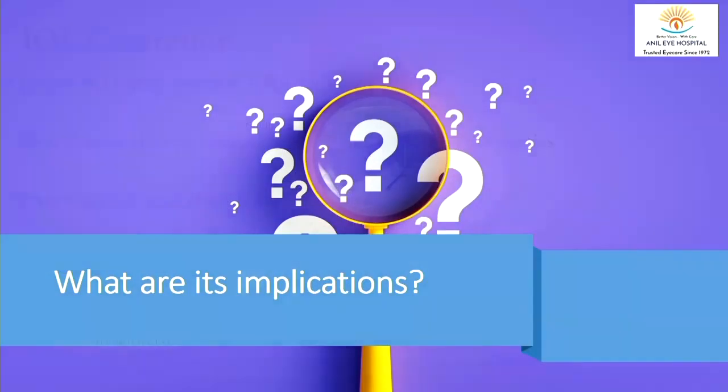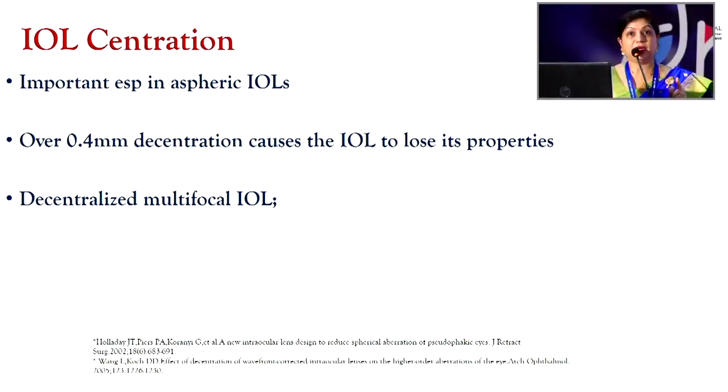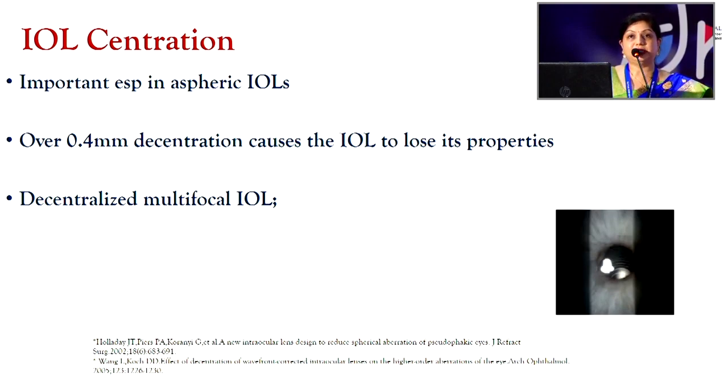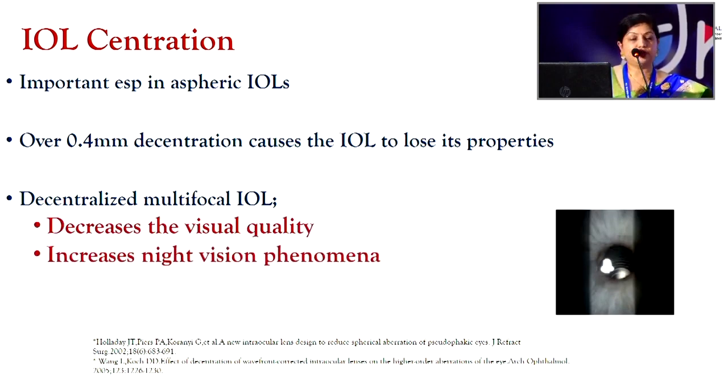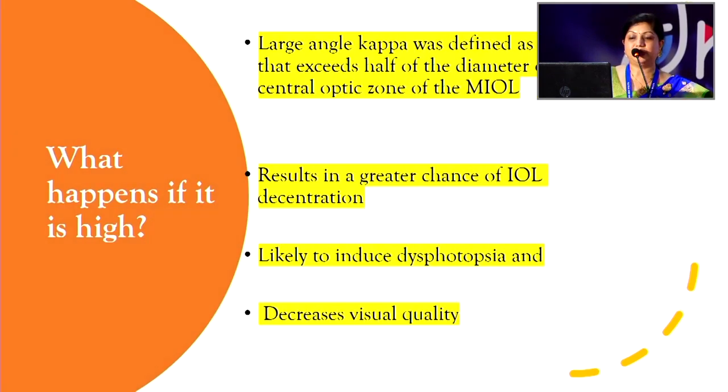So what are the implications of all this? Now this is important not only in multifocal but also in the negative aspheric IOLs, because more than 0.4 millimeters of decentration causes the IOL to lose its properties. Especially in multifocal IOL, it increases the night vision phenomena and decreases the visual quality.